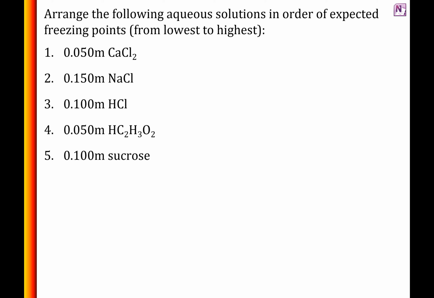So without looking at the electrolytes, you might say, okay, well, this has the most particles. That would be first, followed by these two tied, and then these two tied. So you might come up with a solution like that, just based on their concentration. But if we take a look at which ones are electrolytes and how they break into ions, we'll see that's not necessarily the case.